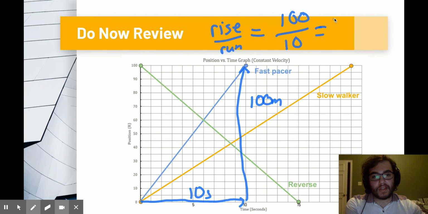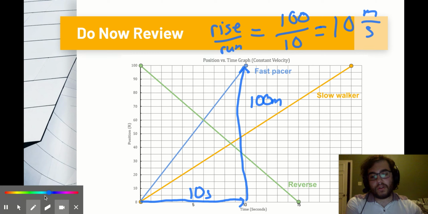I forgot to say that. So that would be 10 meters per second. Nothing too crazy about that. Next one, we're going to do the slow walker.